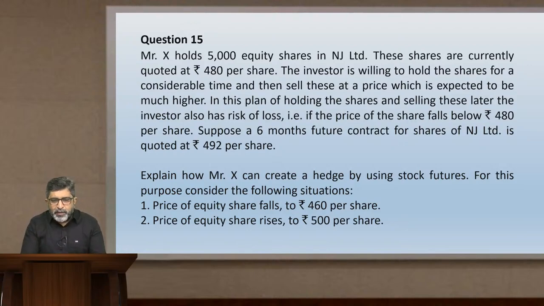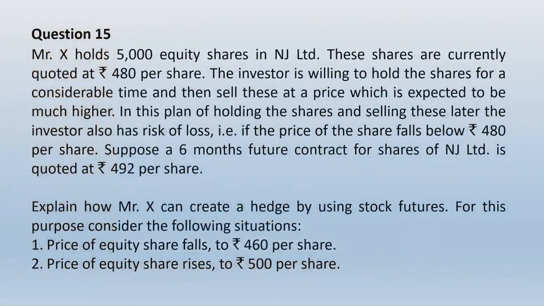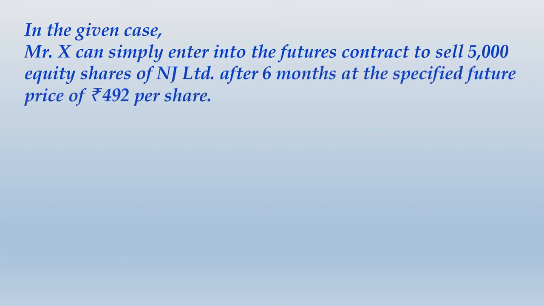So let me now explain how to put up the solution over here. In your solution, first you write: in the given case, Mr. X can simply enter into the futures contract to sell 5000 equity shares of NJ Limited after 6 months at the specified futures price of rupees 492 per share.